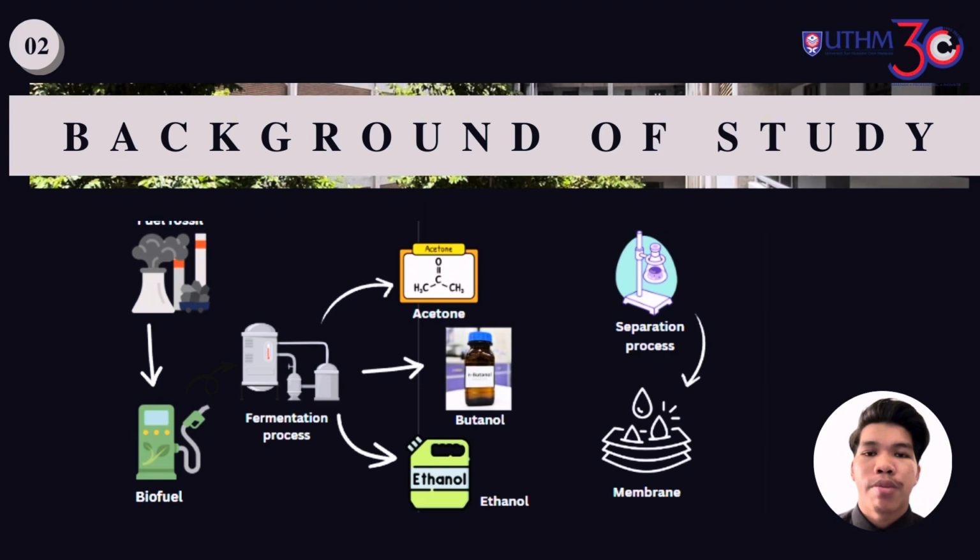Biofuel derived from microorganisms like bacteria, yeast and algae is a promising alternative to non-renewable energy fuel. The production of biofuel often involves ABE fermentation, which is a microbial process that produces organic compounds such as acetone, butanol and ethanol. However, ABE fermentation can sometimes lead to toxicity issues. Thus, a separation process will be conducted regularly to counter this issue.